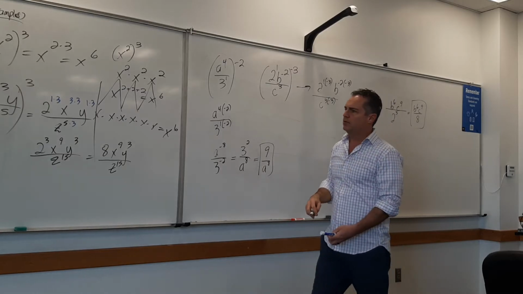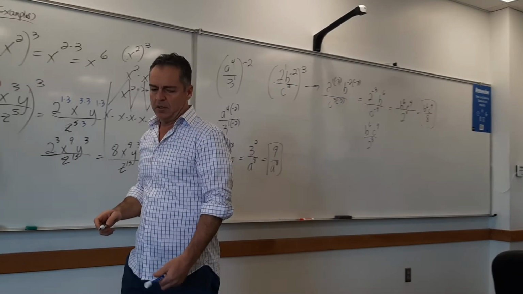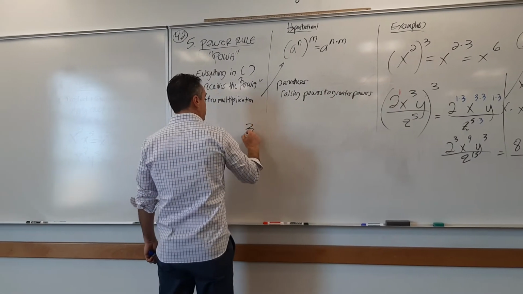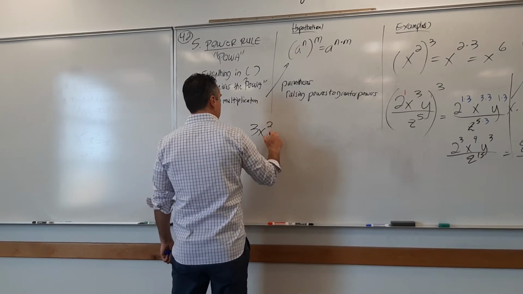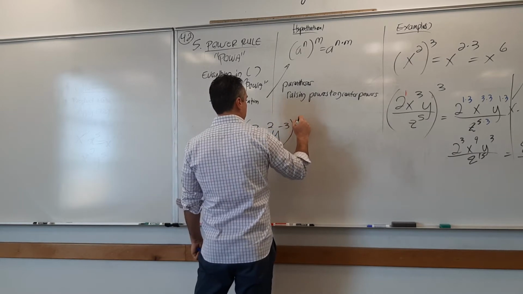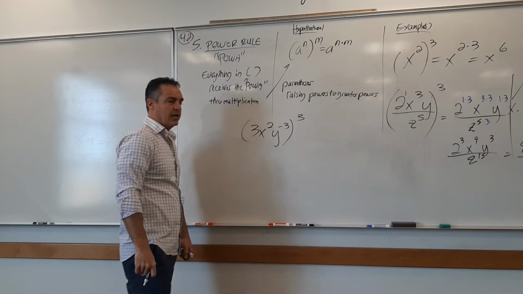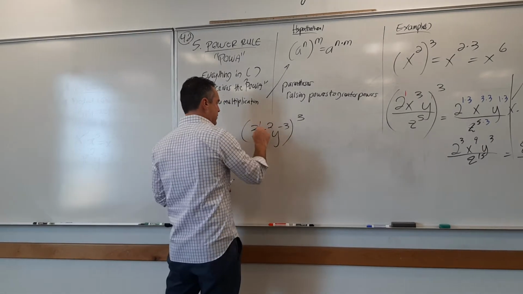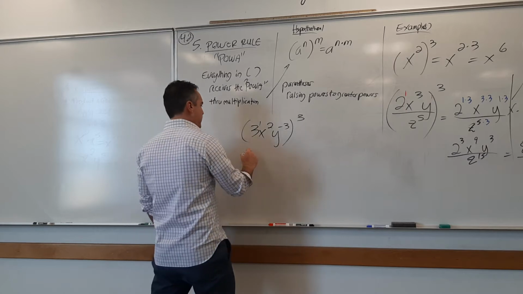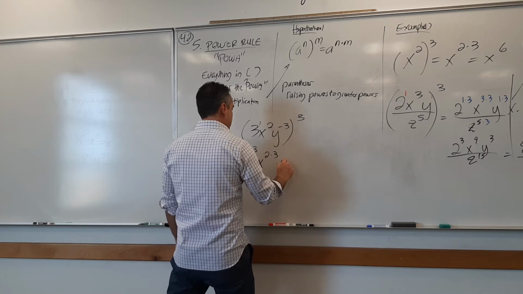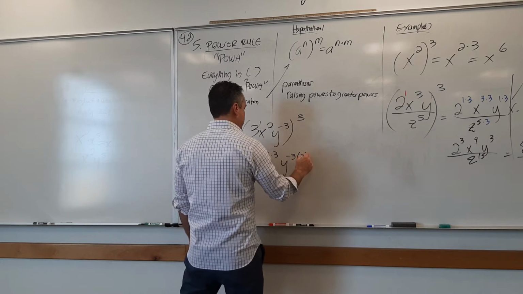Let's do one more easier one. What if I have 3x squared y to the negative 3 all to the 3rd power, okay? Everything in the parentheses receives the power, including the coefficient. Remember, that's to the 1 power. So this is going to end up being 3 to the 3rd, x to the 2 times 3, y to the negative 3 times 3.